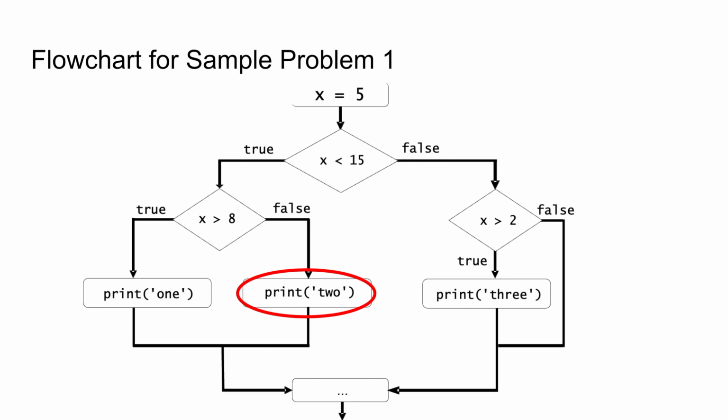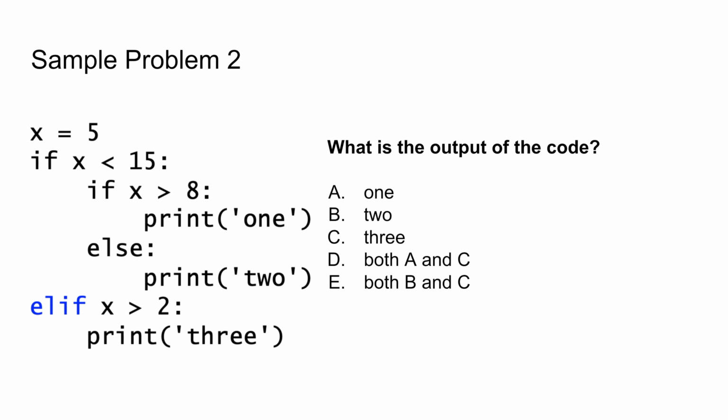This is the flowchart for the first sample problem, and this is intended for code visualization. The circled part shows what is printed. Here is another sample problem with a minor change. If you want to try this problem, stop the video and try it.